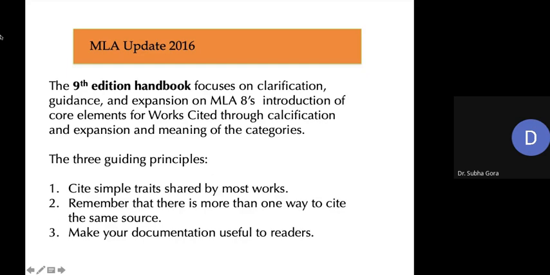So it has been updated in 2016, the ninth edition. It has focused on clearing the doubts which the MLA 8th edition has put forth. So it's clarification, guidance, and expansion of the 8th edition.